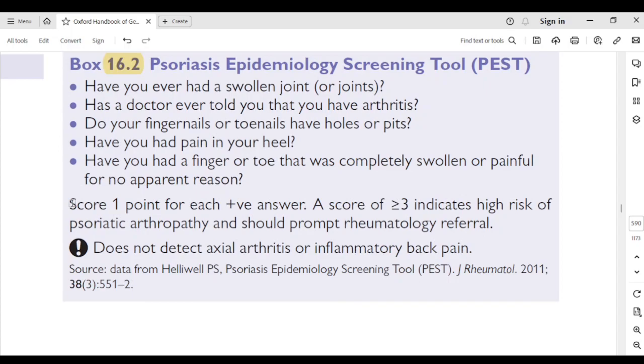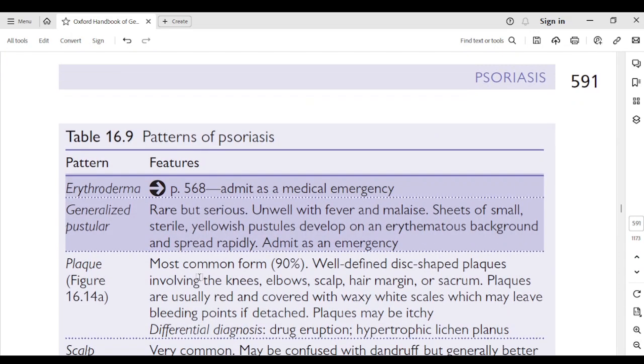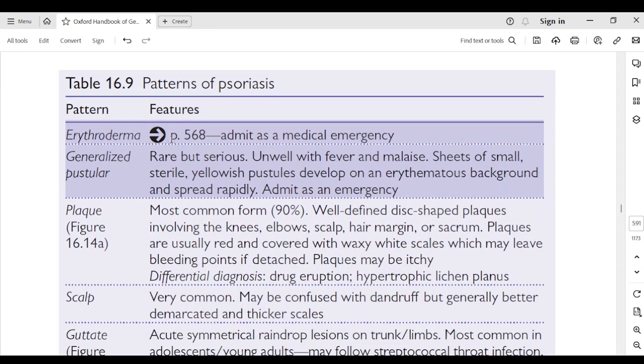Score 1 point for each positive answer. A score of more than 3 indicates high risk of psoriatic arthropathy and should prompt dermatology referral. It does not detect axial arthritis or inflammatory back pain. So the PEST screening tool is for psoriatic arthropathy.